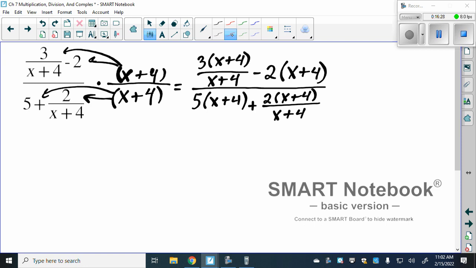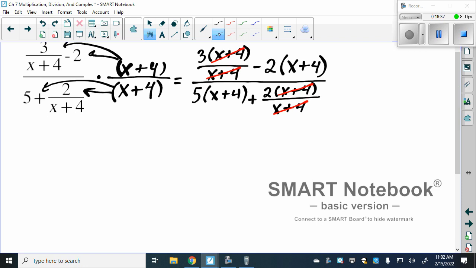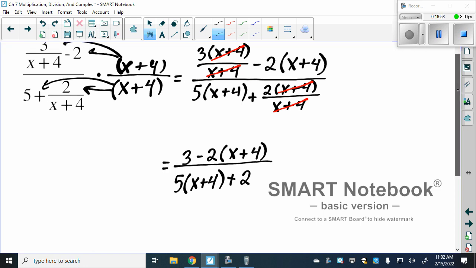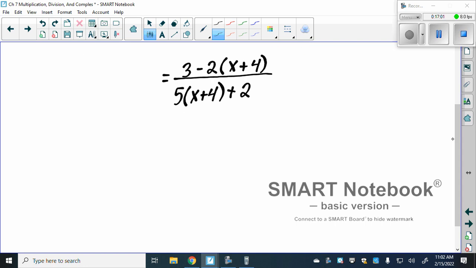So when we simplify here, the x plus 4 and x plus 4 would cancel out. Here the x plus 4 and x plus 4 would cancel out, leaving us with here 3 minus 2 times x plus 4. In the denominator, we're going to have 5 times x plus 4 plus 2. Well, we'll still have to distribute and simplify so that we do have it all the way factored down.